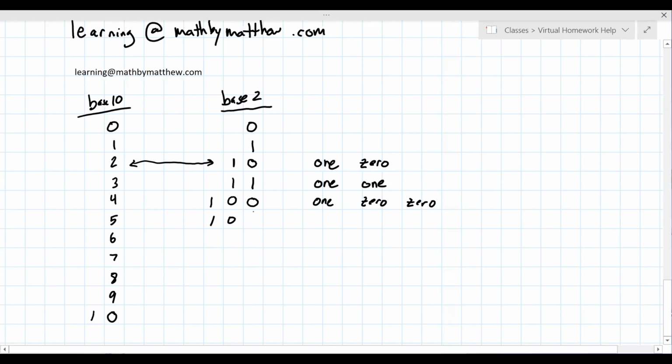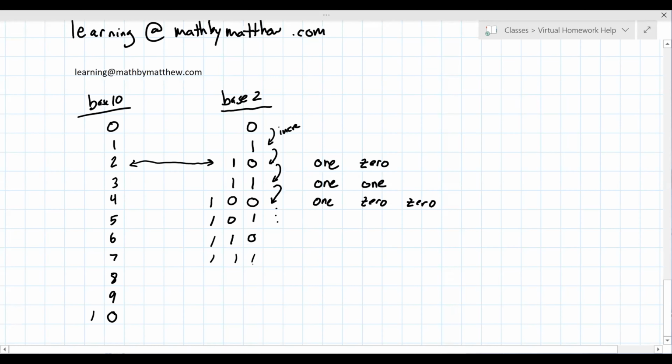5 is 1, 0, 1. See how I'm always increasing this position, and sometimes it carries over into the next one. So when I try to increase this position, it goes to 0. A 1 goes there because there was a 0 up there, and then another 1 here. And this is pronounced 1, 1, 0. So 7 is 1, 1, 1.